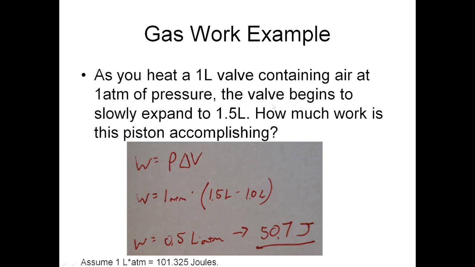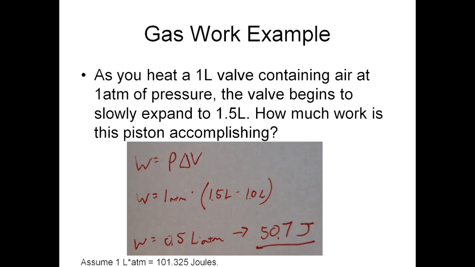And we will cause the valve to begin expanding to a larger volume of 1.5 liters. How much work is this piston accomplishing? So, formula, work equals P times delta V. Our pressure is going to be constant, so a constant 1 atmosphere, times our change in volume. Delta anything is always final minus initial, so 1.5 liters minus 1 liter. That tells us that this piston, as it expands in this way, will do 0.5 units of work.